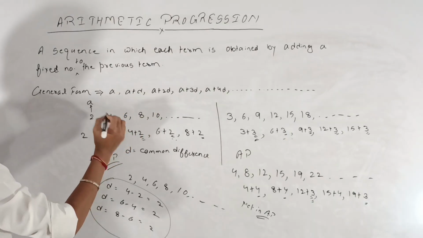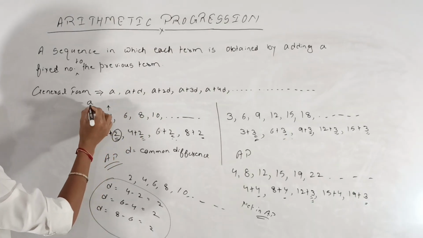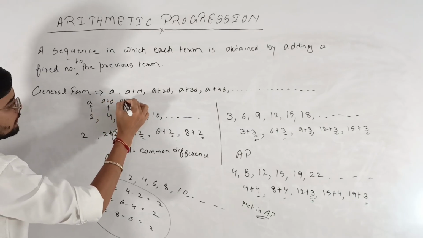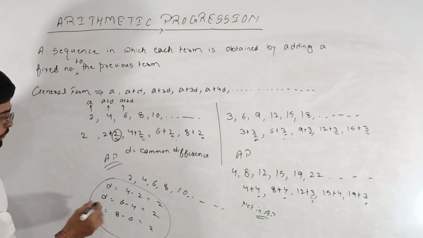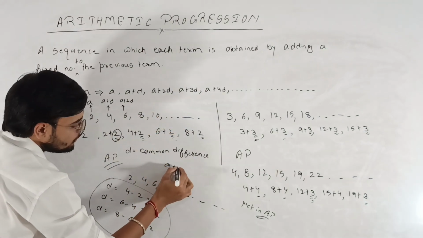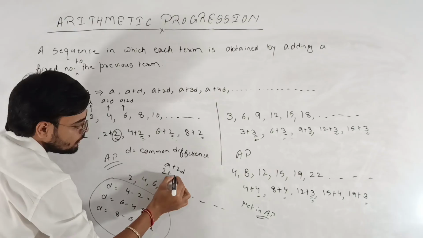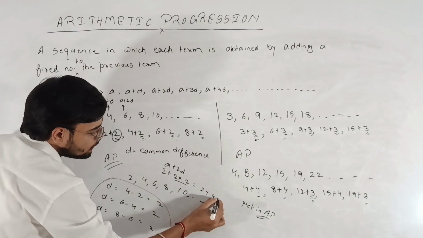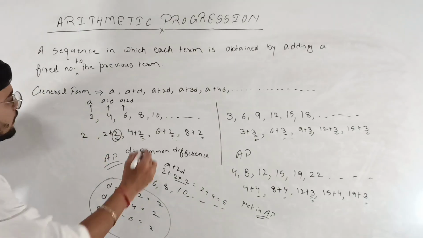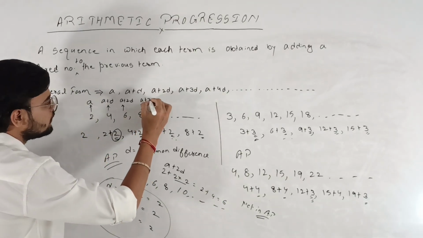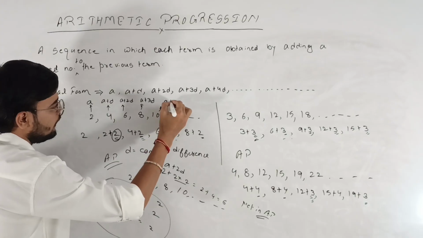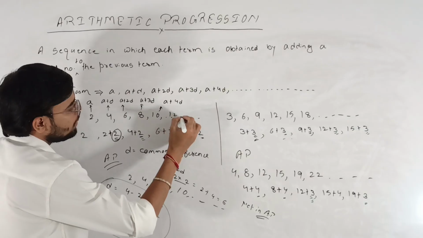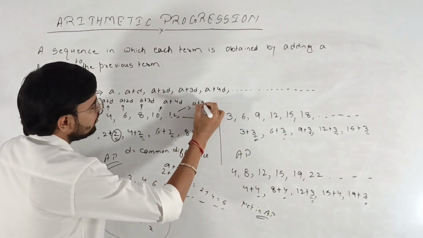So I write 4 as A plus D, where 2 is A, that is the first term. Now 6 is A plus 2D. How 2D? Look, A plus 2D: A is 2, plus 2 into D, which is 2. So calculate 2 plus 2 times 2, which is equal to 6. So for 6, A plus 2D. For 8, A plus 3D. For 10, A plus 4D. Okay, if I write 12 here, then for 12, A plus 5D.